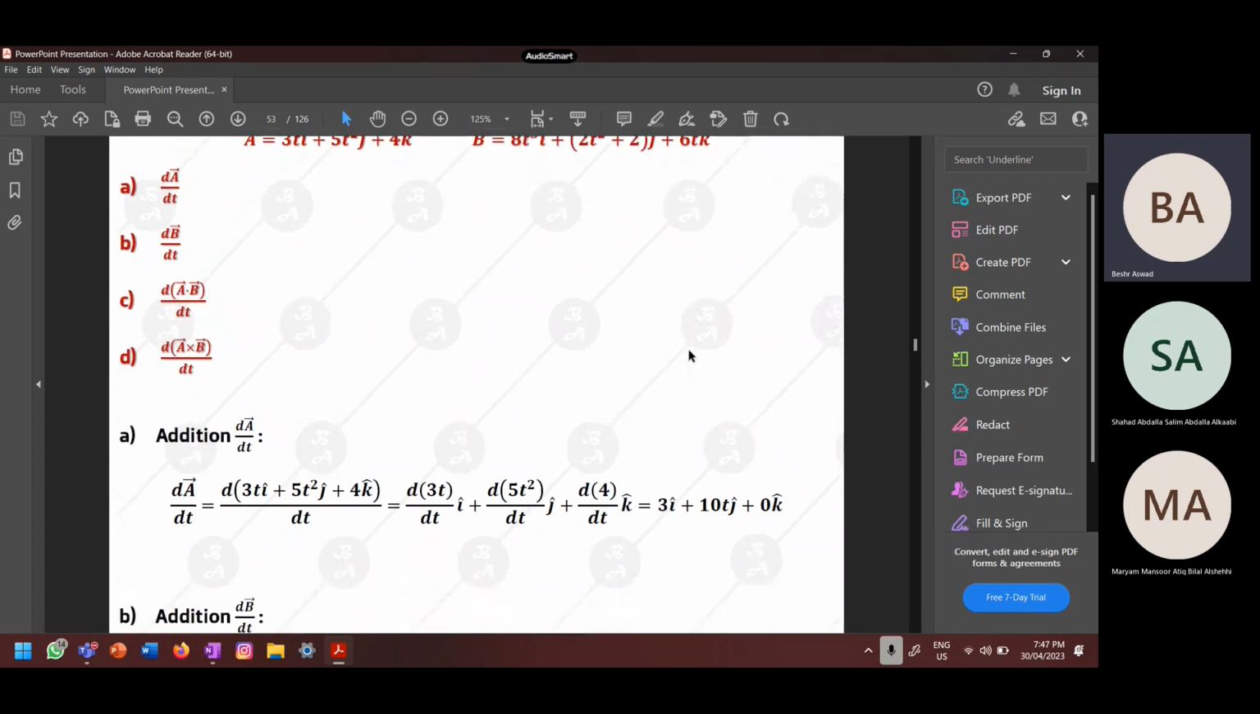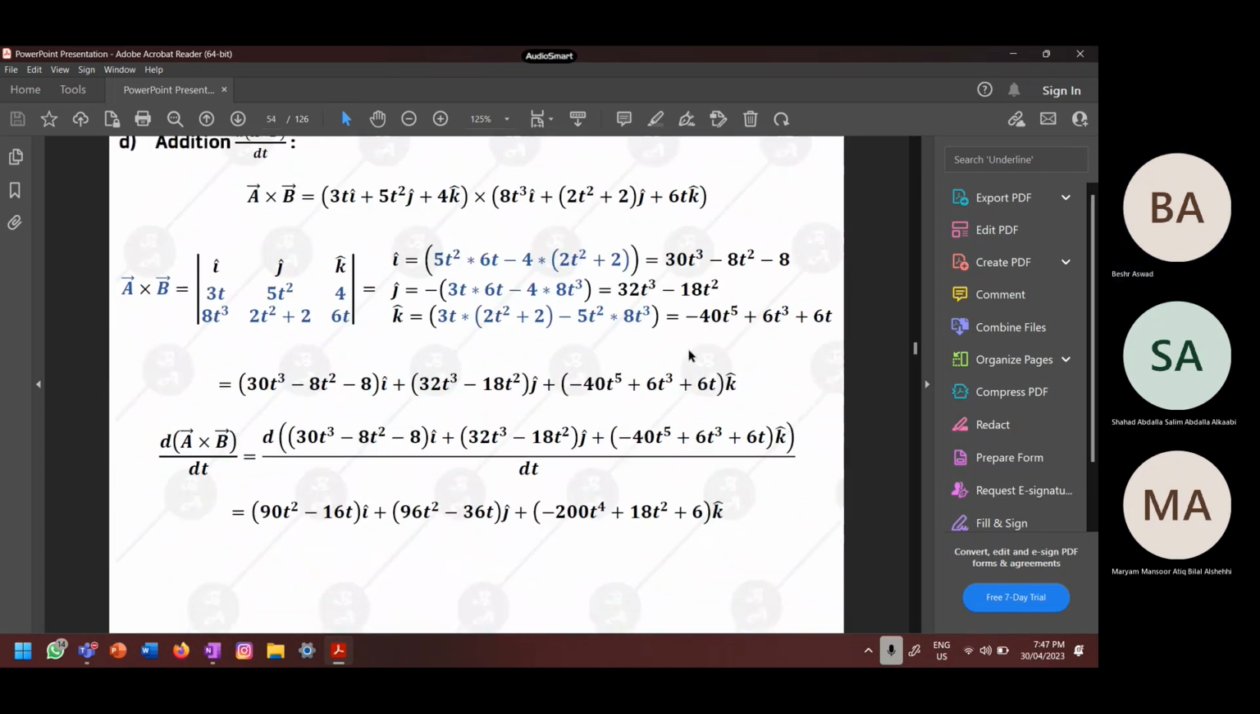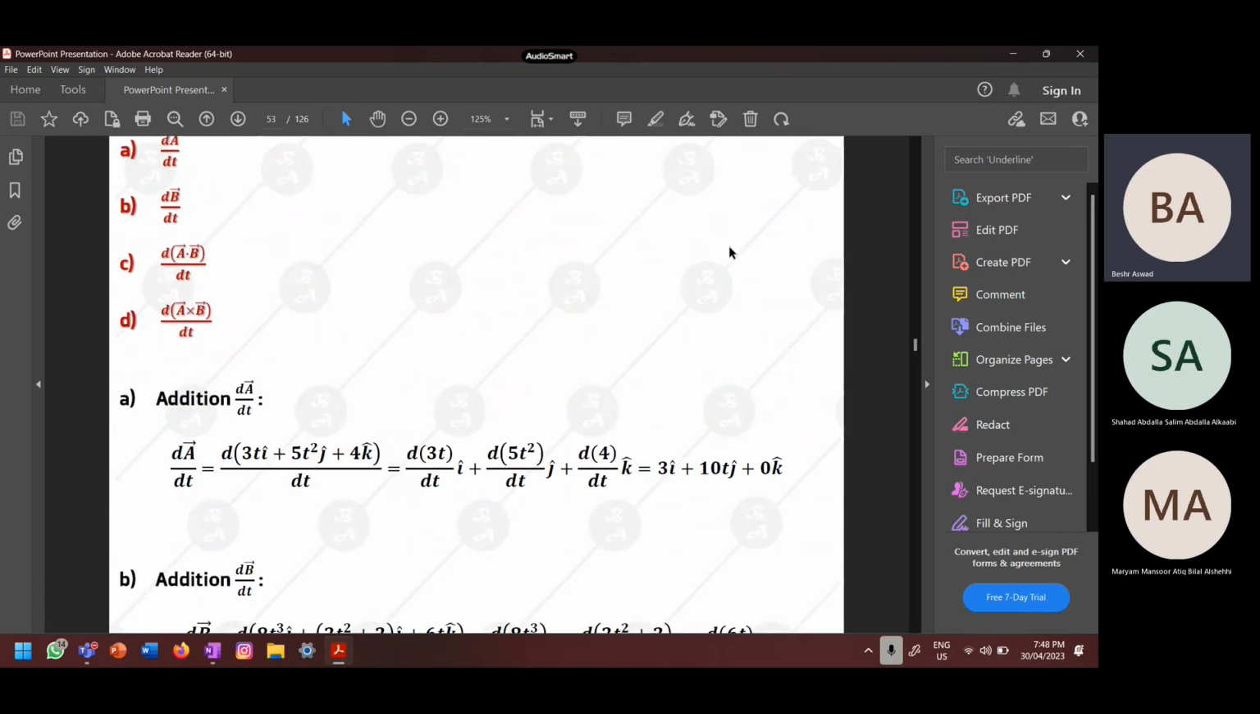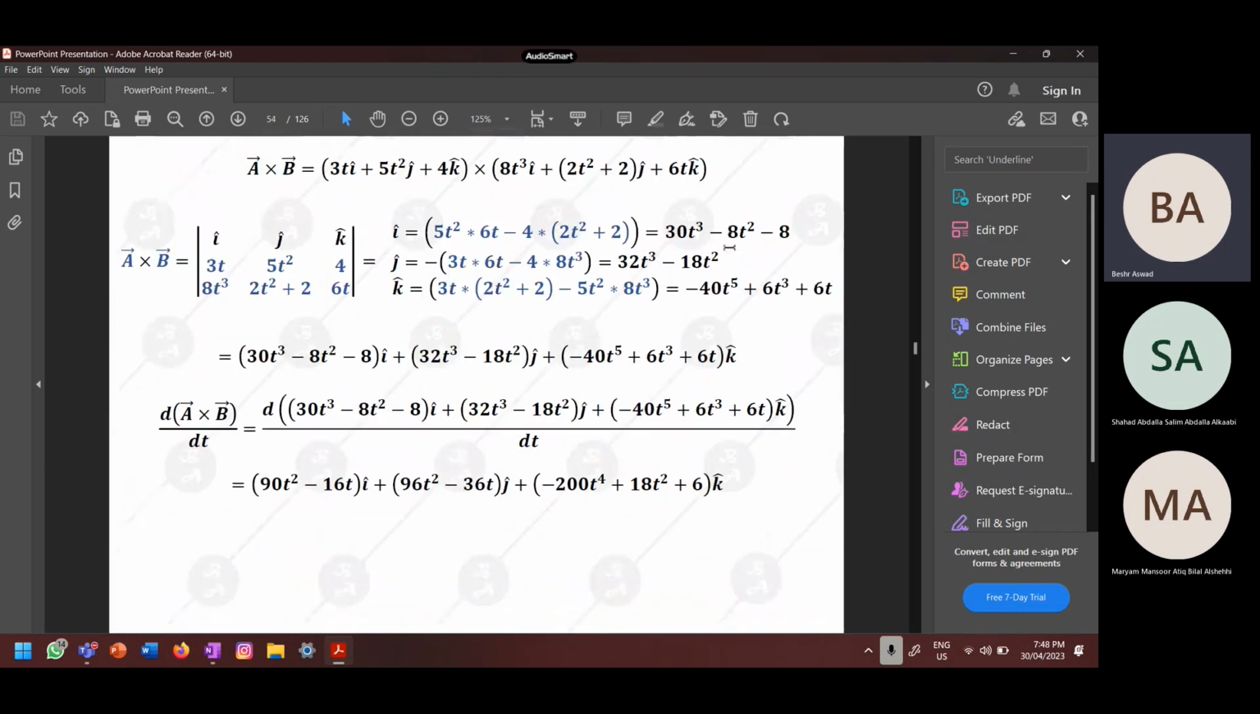This is a solved example for you. I think that you have this PDF. Try solving this by your own. If you couldn't, just review the manual.